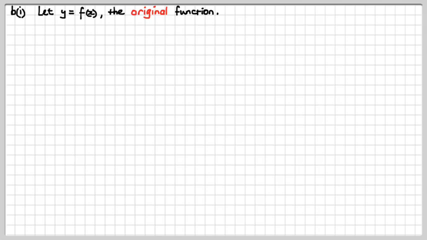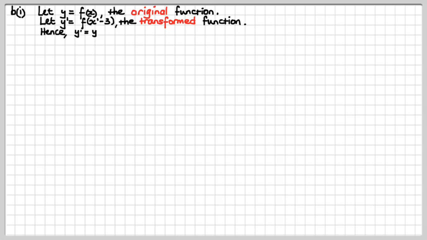Let y equals f of x be the original function, and therefore there's our first transformation. I'm putting dashes in there to denote that this is the transformed function. y dashed equals f of x dashed minus 3. Now, they're in equivalent form, therefore y dashed is the same as y, and x dashed minus 3 is the same as x. Now, we're stating the transformation, so let's solve this for x dashed, y dashed. There we go, it's already solved for y dashed.